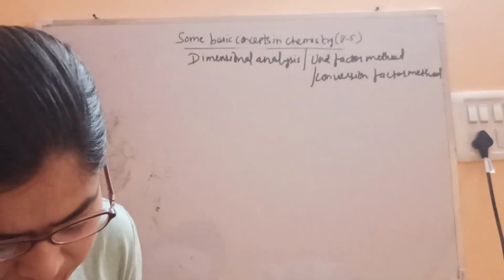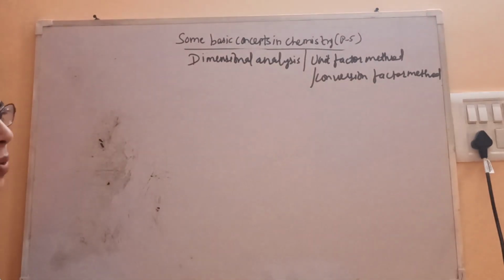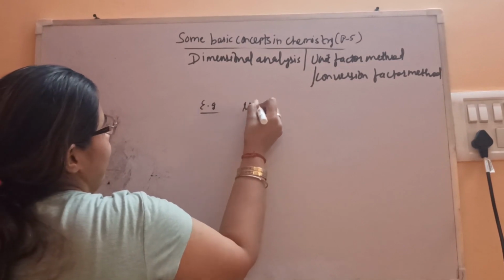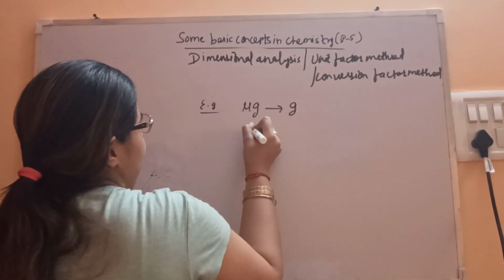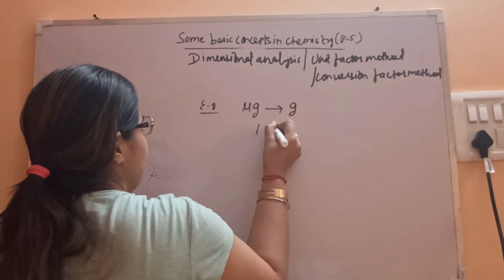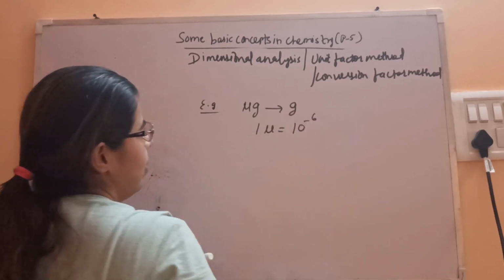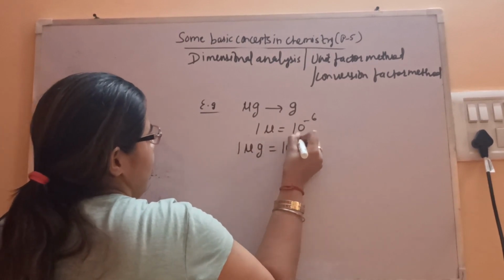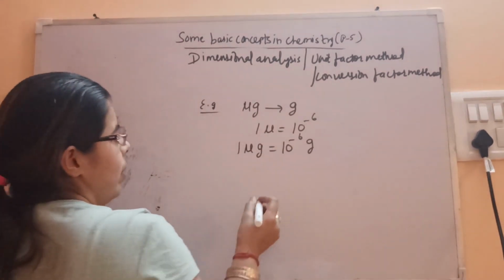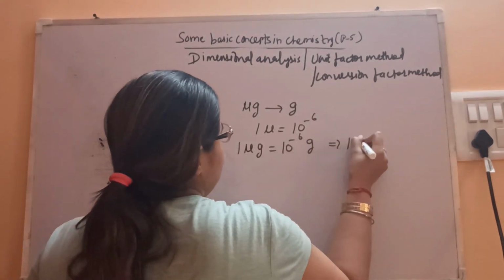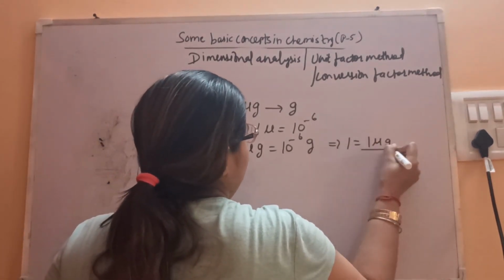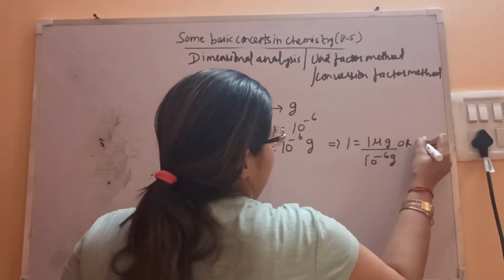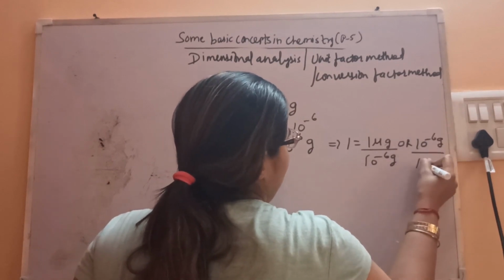Let's convert microgram to gram. Okay. Microgram to gram. One micro means 10 to the power minus 6. Okay. So can we say that 1 microgram is 10 to the power minus 6 gram. Okay. So 1 is equal to 1 microgram divided by 10 to the power minus 6 gram, or 10 to the power minus 6 gram divided by 1 microgram.